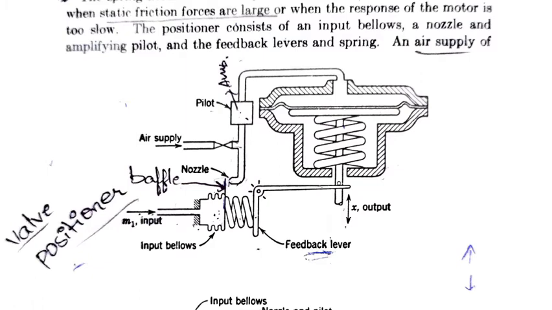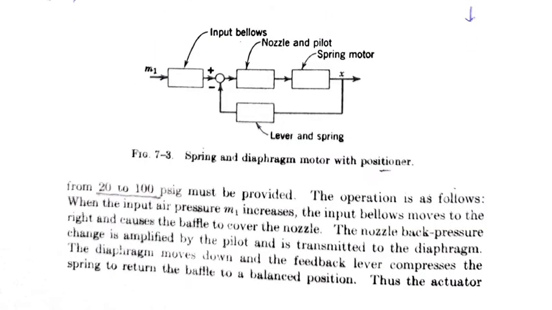Why? Because here one end is fixed. So whenever this is moved down, then this is moved left. So this moves left means this flapper will come to the original position. Okay. So this is about the spring actuator with positioner. Okay. So what is the third one? Which is the springless actuator. So, springless actuator.